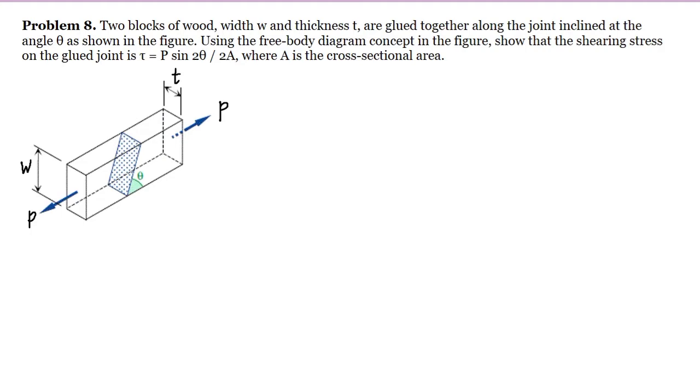Problem number 8. Two blocks of wood with width W and thickness T are glued together along the joint inclined at the angle theta as shown in the figure. Using the free body diagram concept in the figure, show that the shearing stress on the glued joint is equal to P sine 2 theta over 2A, where A is the cross-sectional area.